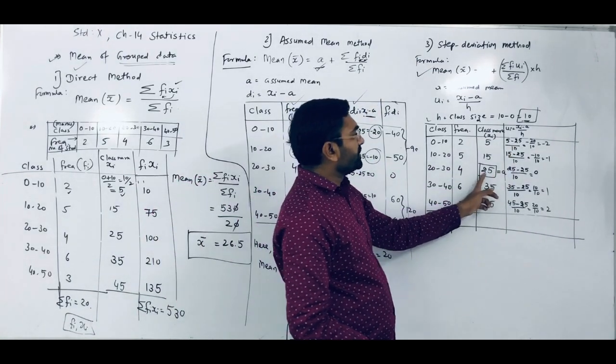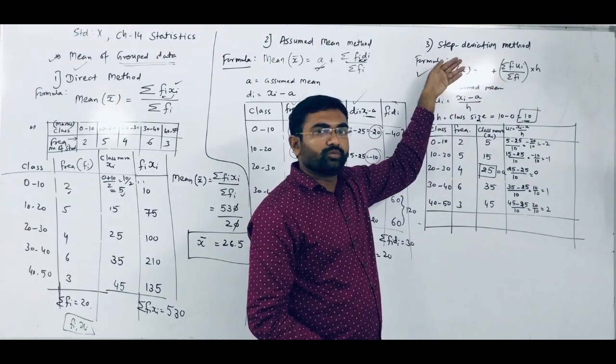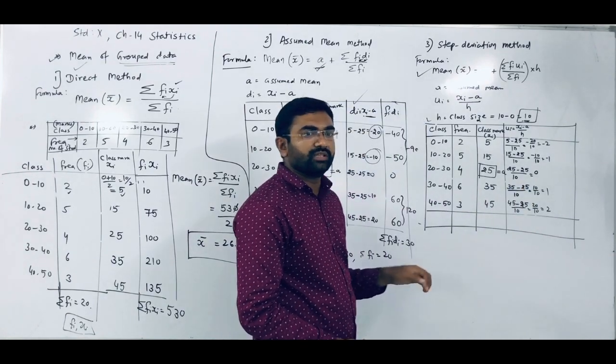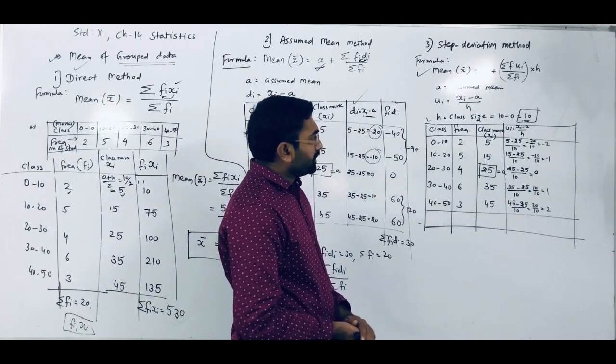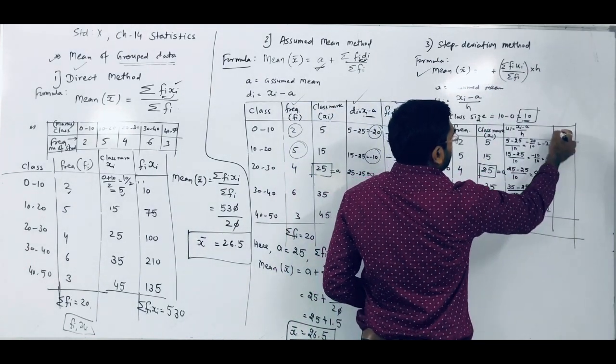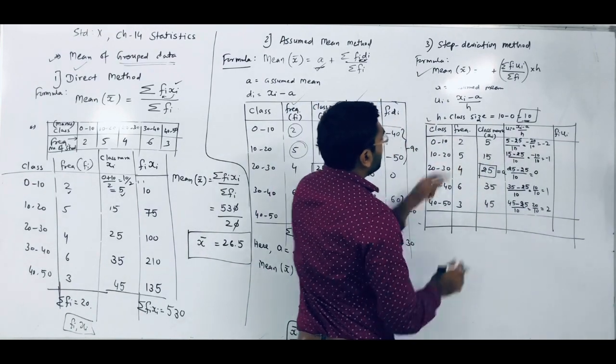Whatever the a you assume, its ui value is 0. For the upper ones you have to represent minus 1, minus 2, minus 3. For the lower classes you have to represent 1, 2, 3, 4, that way. Okay. Now we require ui's multiplication with fi. So we require the fi ui column. So here the ui column is there, and here is the fi column.